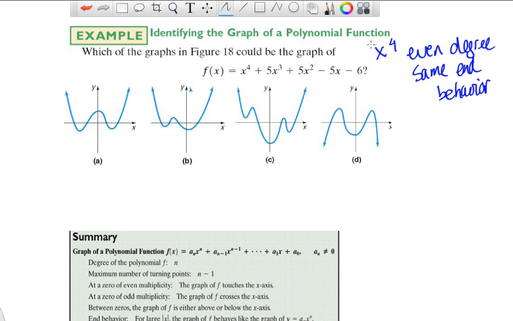In this case, since it's a 1, which is a positive, the end behavior here is the same, and it needs to go up. So this one is done. That one works, and that one works. Okay, what else do we know?